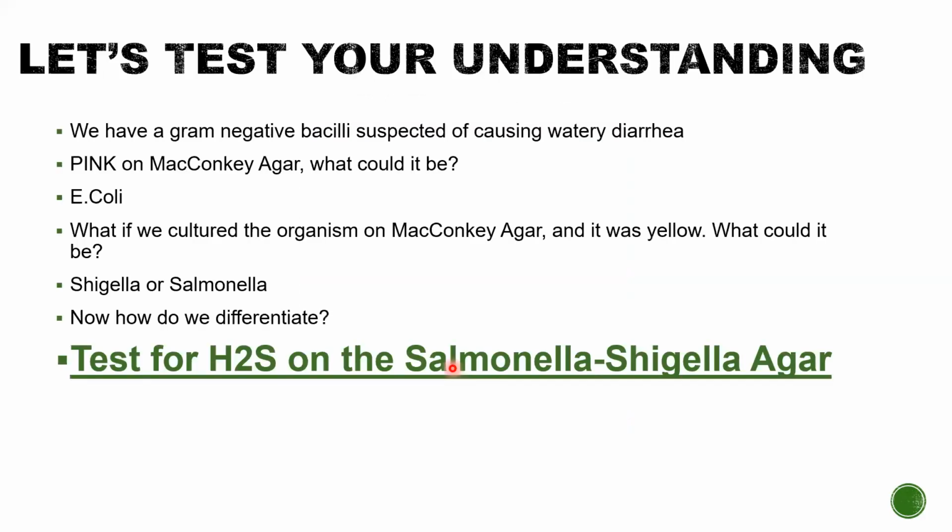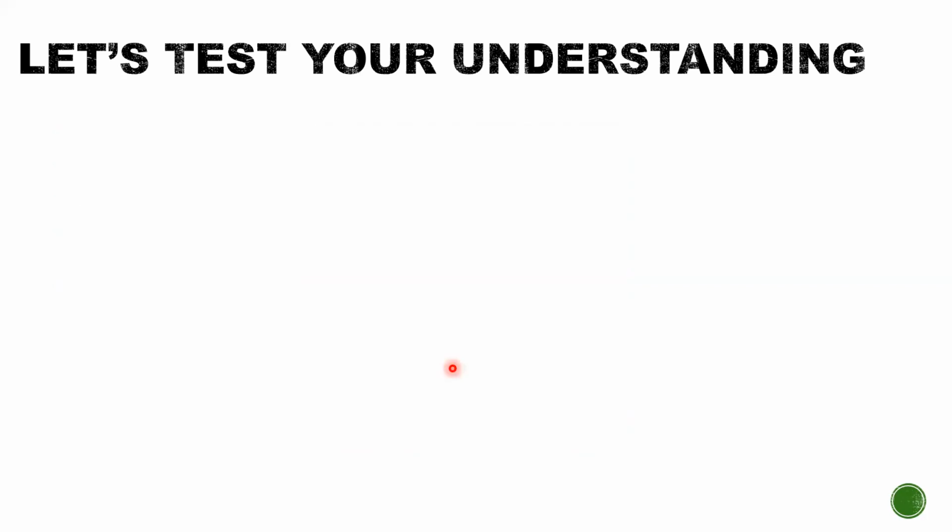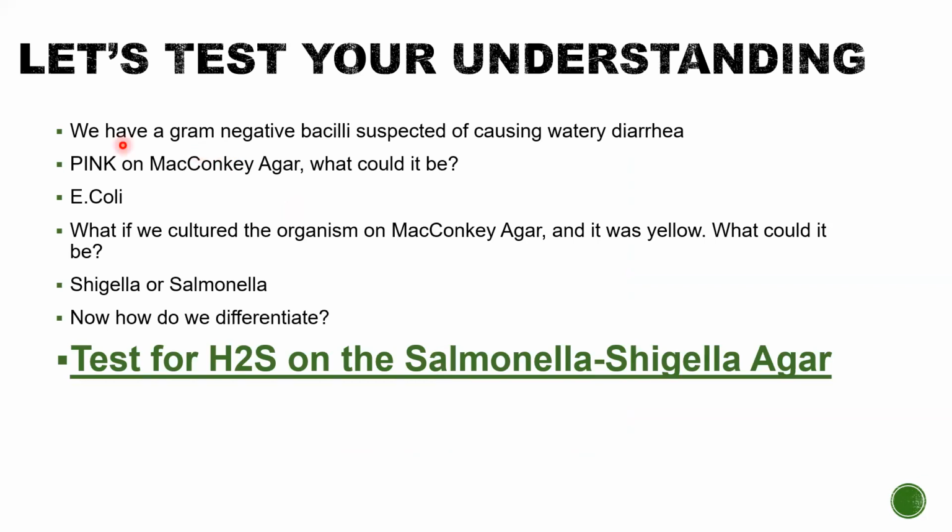This wasn't supposed to appear all at once, but it's okay. Let me give you a scenario of how questions come. Try not to read this. We have a gram-negative bacilli suspected of causing watery diarrhea. So we know it's among the enteric ones, the gastroenteritis ones. We're going to go into detail, don't worry. It shows up pink on MacConkey agar. What could it be?